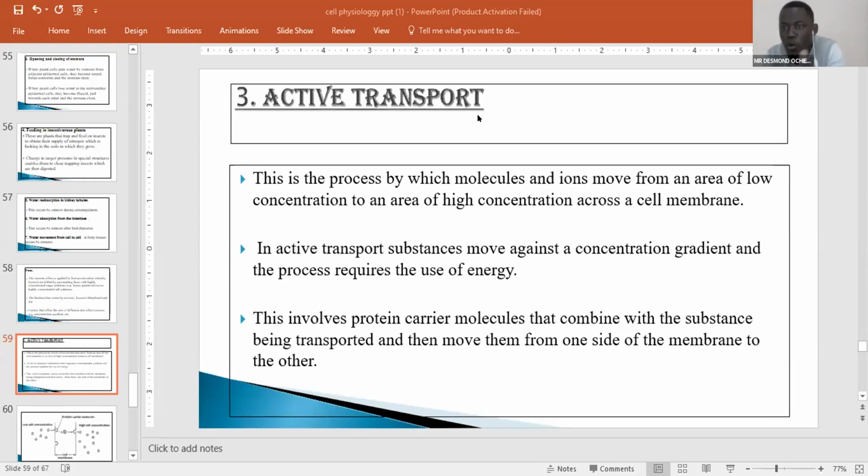Now, the carriers will combine with these ions, which are required to pass across the cell membrane, so that they are finally carried or transported across the membrane into the cell. So carriers are usually found on the cell membrane. And for these carriers to transport these substances, they require some energy, so that they can help in moving these substances across the membrane.